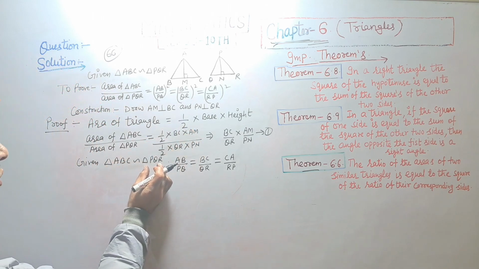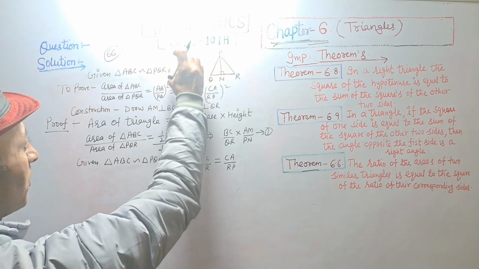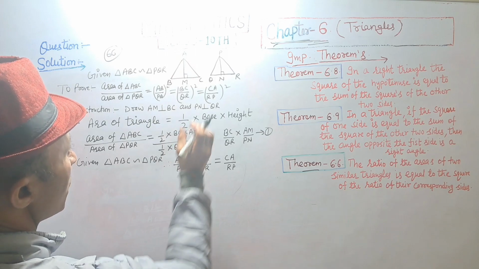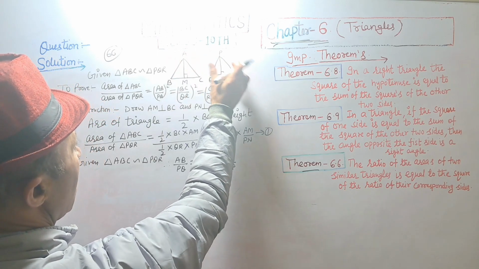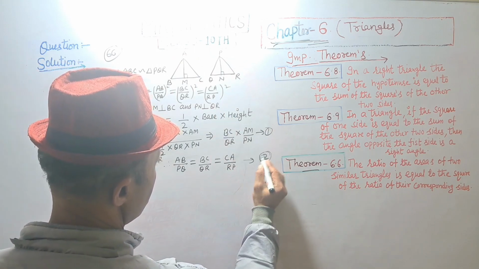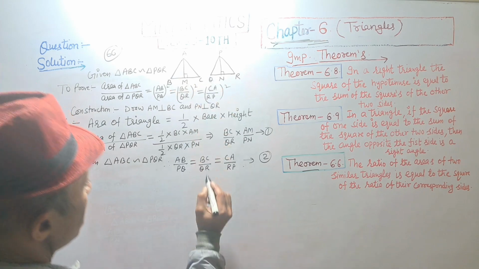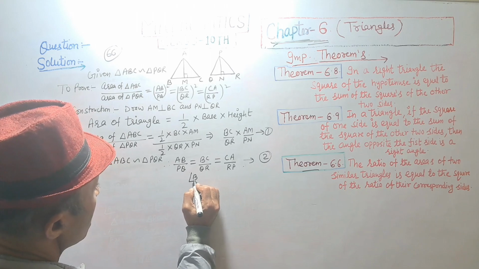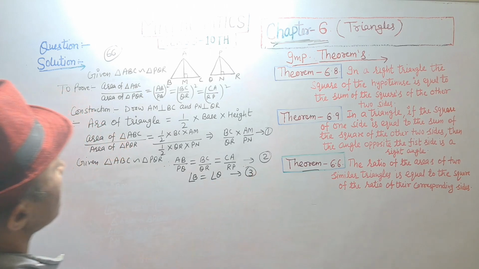Triangle ABC is similar to triangle PQR. Sides are proportional: AB upon PQ is equal to BC upon QR is equal to CA upon RP. It's equation number second. And angle B is equal to angle Q. It's equation number third.